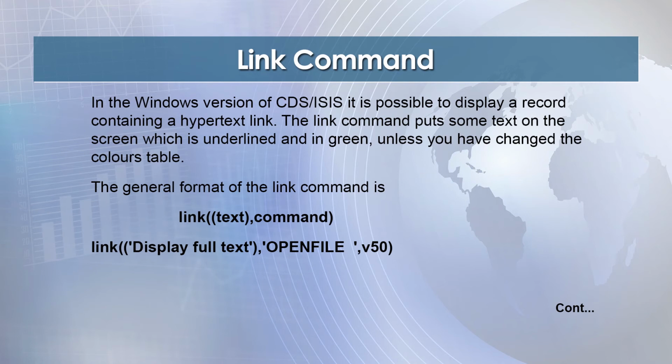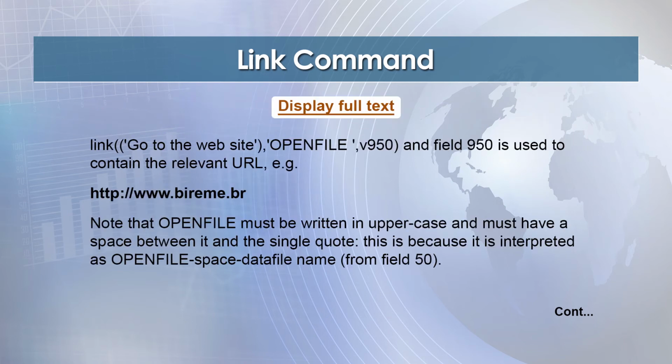You can utilize the link command to open a particular file. Say, for example, you want to open a particular Word file by clicking. You can give this kind of link command to open a file; it will display URL or full text. The moment you click full text, it will open the Word file or PDF file, or you can directly move to a particular URL. So, in this way you can have different kinds of advanced graphical features in WINISIS.